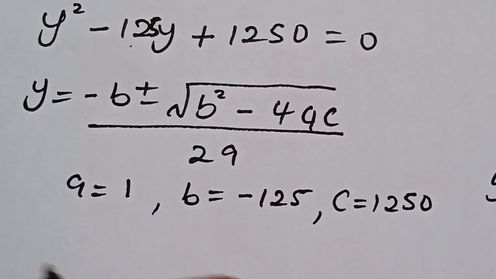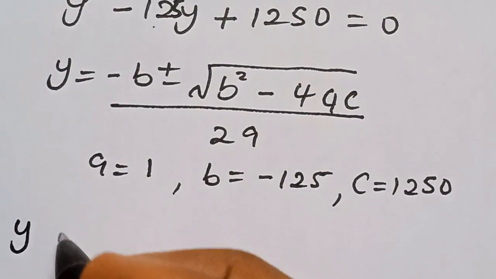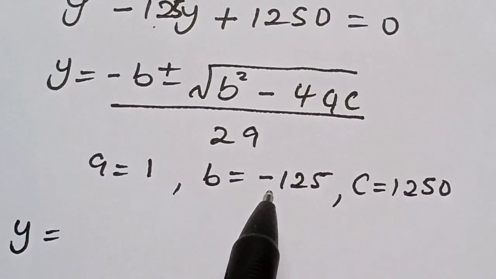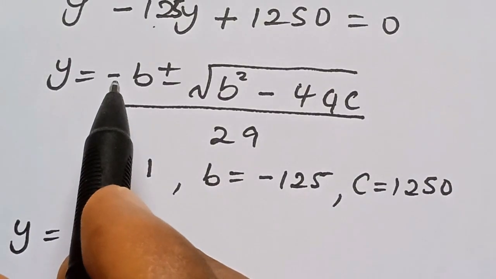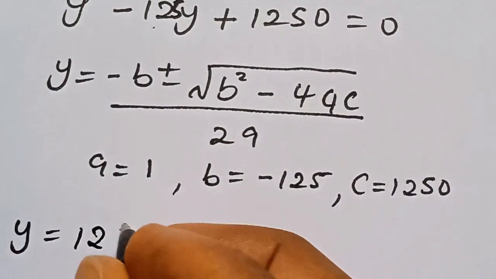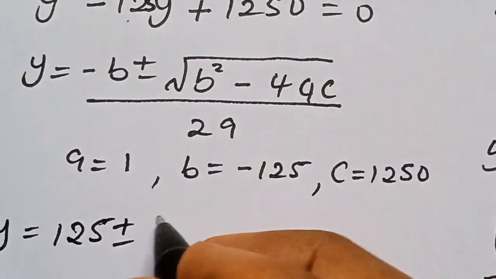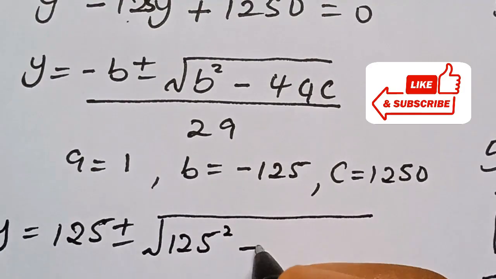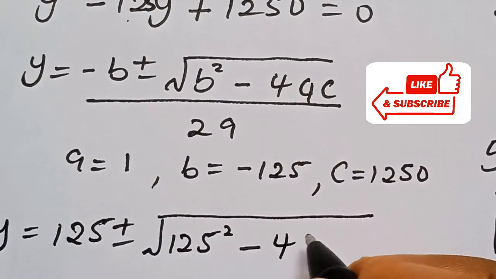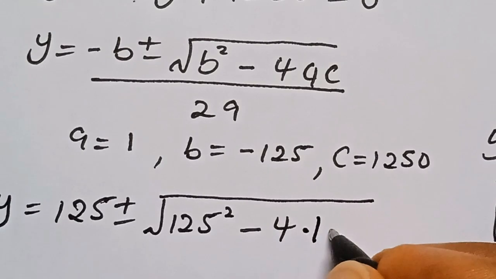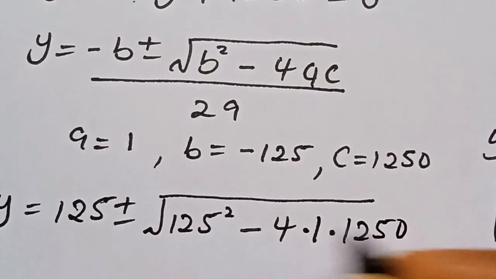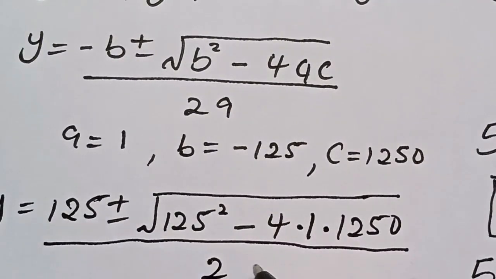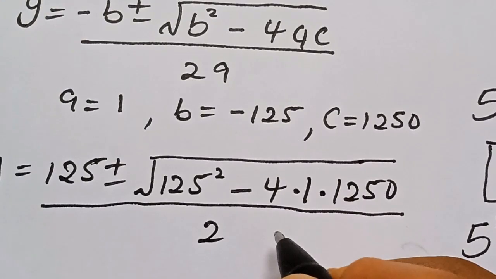So the equation then becomes y equals minus minus 125. The minus cancels the minus already in the equation. So we have 125 plus or minus the square root of 125 raised to power 2 minus 4 multiplied by 1 multiplied by 1250, all over 2 multiplied by 1, which equals 2.